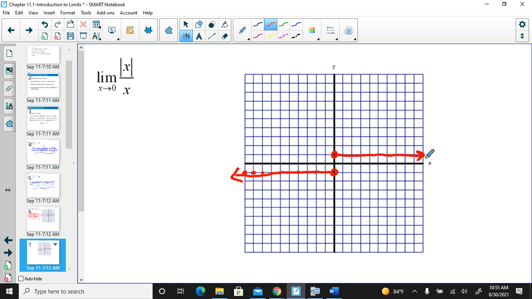Okay. So, as I approach 0, as my x approaches 0 from the left, what is my y value? -1. And as I approach 0 from the right, what is my y value? 1. Do those values match? No. Okay. When those values do not match, we say the limit does not exist.